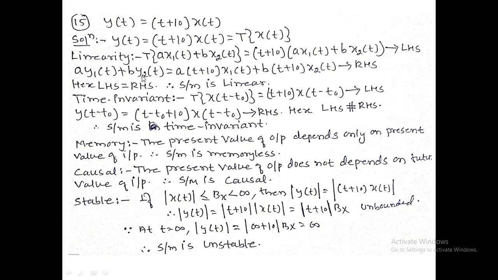Substitute the y1 of t, y2 of t here. We have a RHS. Comparing LHS and RHS, both are same. System is linear. Time invariant. System operating on the input signal x of t minus t naught. T naught is not defined in the question, hence we can consider t naught here.